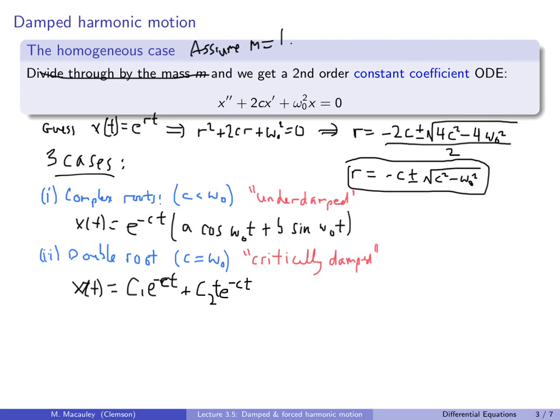Remember that when we have a double root, then we still have one solution of this form, and the second solution is the same thing, but it has a t in front. And finally, the last case is said to be overdamped. So this is when we have two real roots. That happens when c is greater than omega naught. In other words, that happens when this is a positive number under the square root, and that is said to be overdamped.